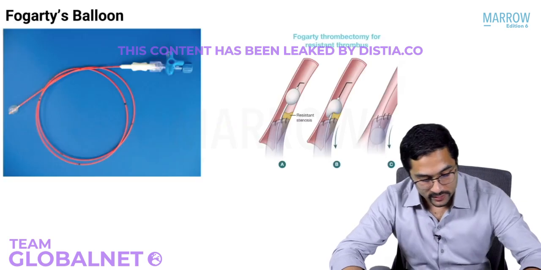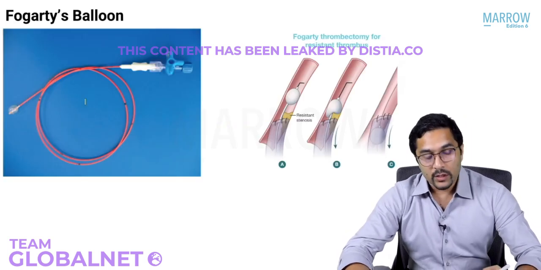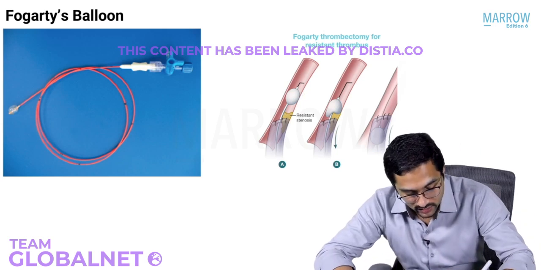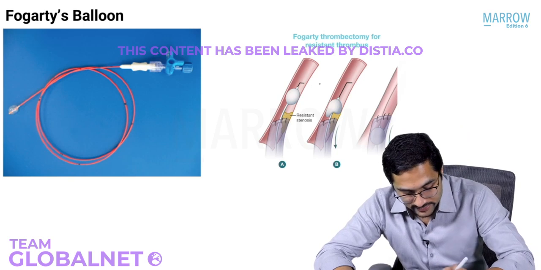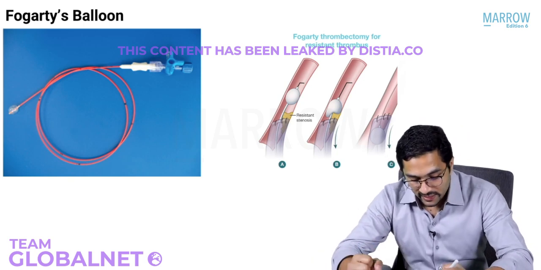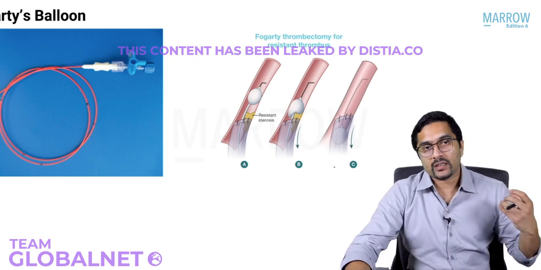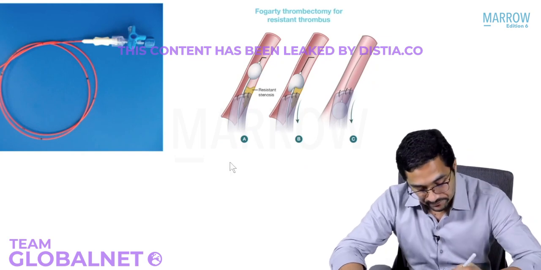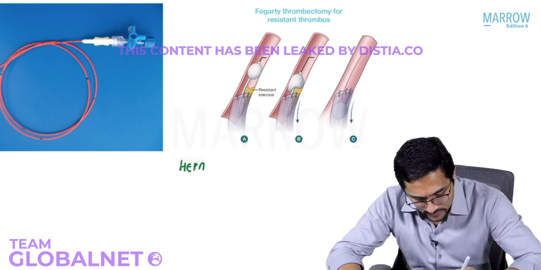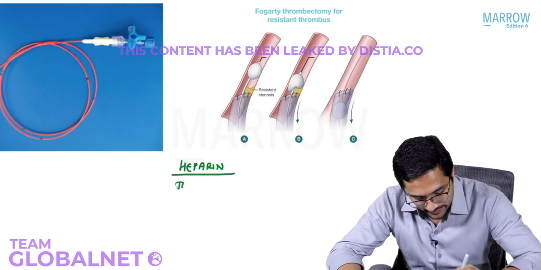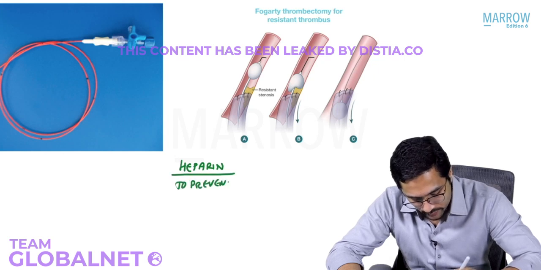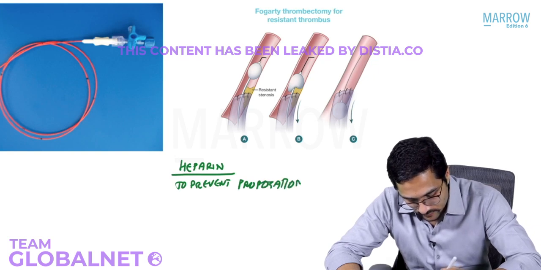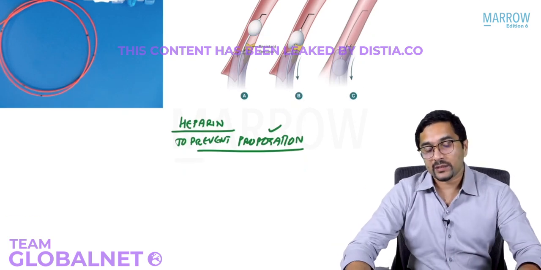Let me just show you what Fogarty's balloons look like. So this is a Fogarty's balloon. It is there in the deflated state. You pass it beyond the vessel. You can see here, we've gone beyond the vessel and then we inflate it. When we inflate it and we pull it back, it will pull out the embolus along with it. So this is Fogarty's balloon. We should always use heparin in these patients to prevent propagation of the thrombus, to prevent propagation of the embolus.